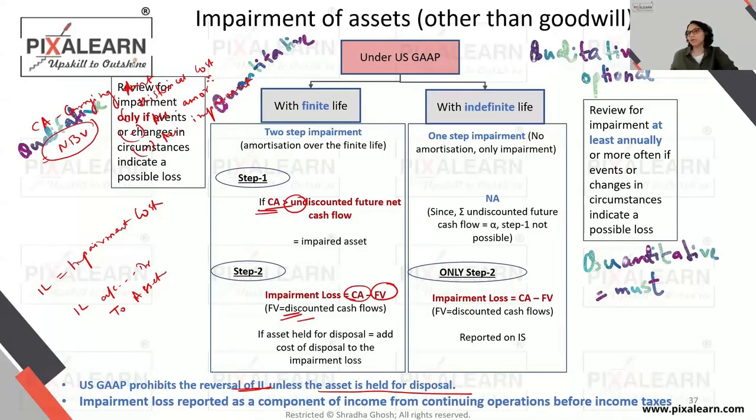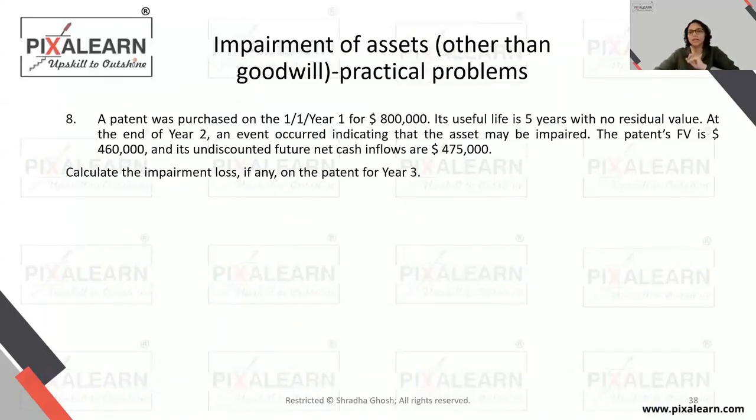The impairment loss is reported as a component of income from continuing operations before the income taxes. Now, if it is an indefinite life intangible, then the quantitative yearly impairment analysis is a must, where you have to figure out the discounted cash flow or the market value compared to the carrying value. You can do it earlier than annual if circumstances exist that may indicate impairment. Two more questions and then we'll be done.